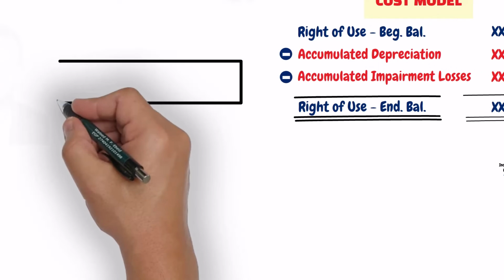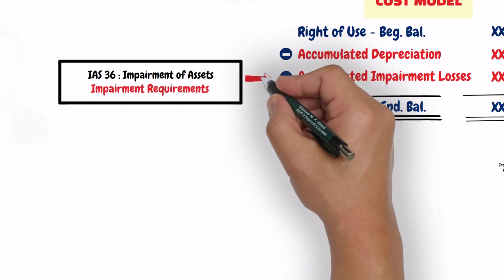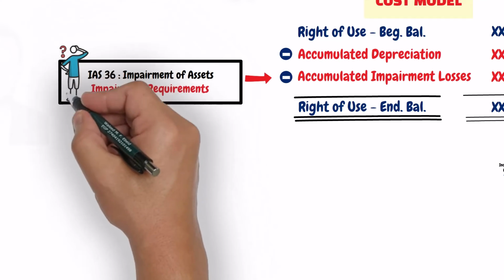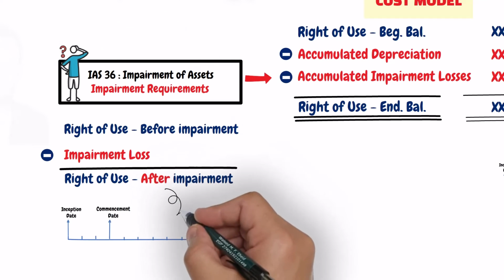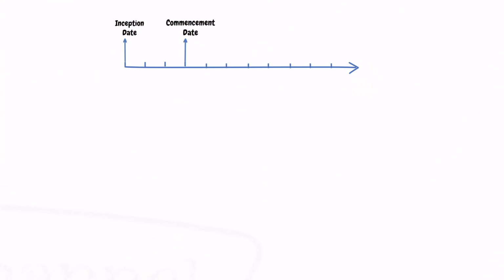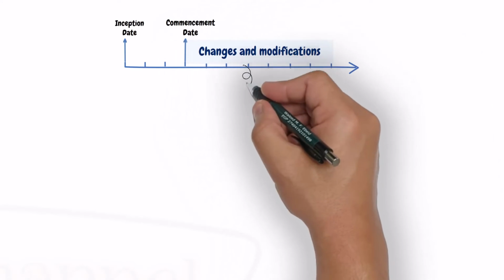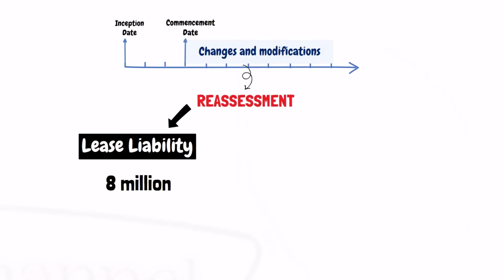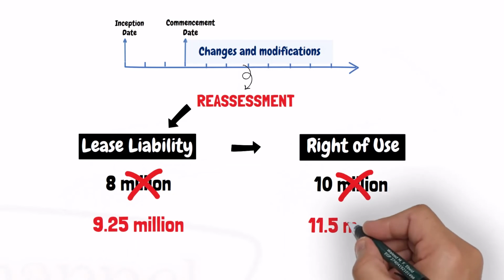Also, the impairment requirements in IAS 36 are used to figure out whether the right-of-use asset is impaired. In case an impairment loss is identified, the new carrying amount of the right-of-use asset is depreciated from the date of impairment till the end of the depreciation period. Some changes or lease modifications might occur after the commencement date, that require a reassessment of the carrying amount of the lease liability, and in turn, the right-of-use asset.